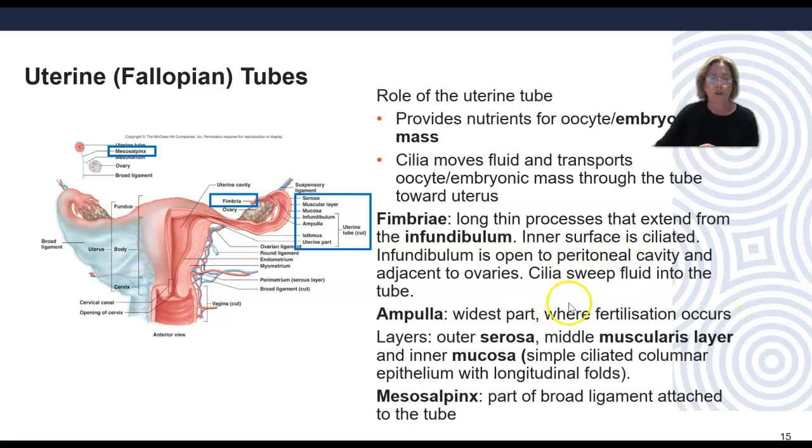The uterine tubes contain different layers as well. So we have an outer serosa layer, we have a middle muscularis layer, and then an inner mucosal layer containing that simple ciliated columnar epithelium. Also has these longitudinal folds. And this mesosalpinx up here is part of the broad ligament, which is attached to the tube.